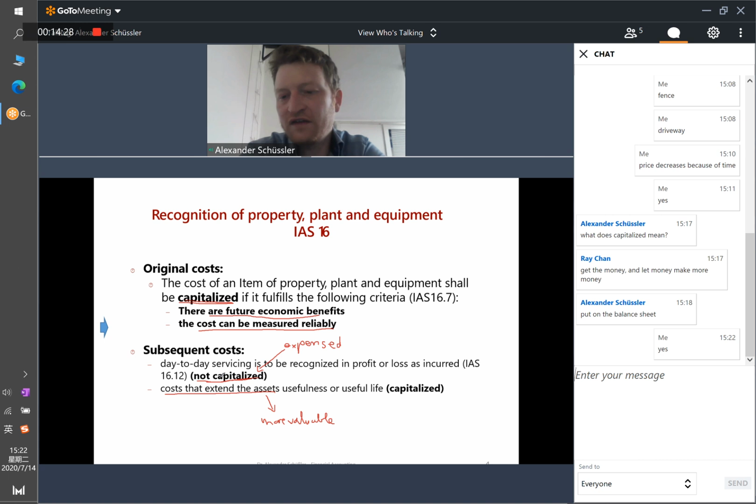So if an asset becomes more valuable, then you put that additional cost on the balance sheet. So it increases the value of the asset. If it's just normal repairs and day-to-day servicing, then you are not allowed to capitalize it. You are not allowed to put that cost on the balance sheet, but rather it goes through the income statement and it's an expense. It's expensed right away.